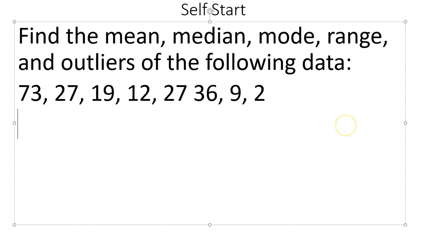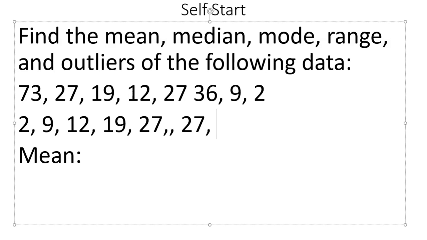Okay, today I need to find the mean, median, mode, and range. So the first thing I do is I've got to put them in order from small to big: 2, 9, 12, 19, 27, 27, 36, and 73. So once they're in order from small to big, the median is the middle numbers.